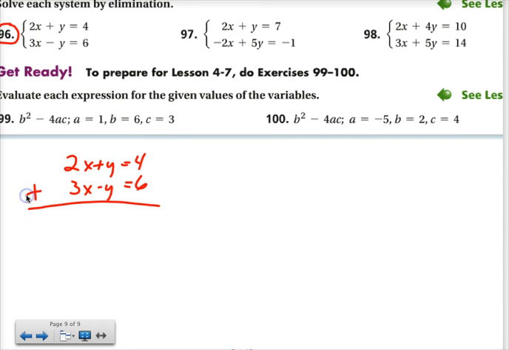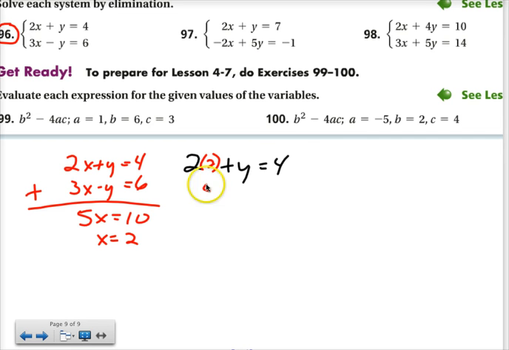And elimination is when we add the two together, hoping that something's going to drop out, or we have to make something drop out. In this case, the positive y and the negative y are already set up to drop out, so we would just add these together and get 5x equals 10, divide by 5, and we have x equals 2. But now we need to put that back up into one of the original equations. I'm going to use the 2x plus y equals 4 here.